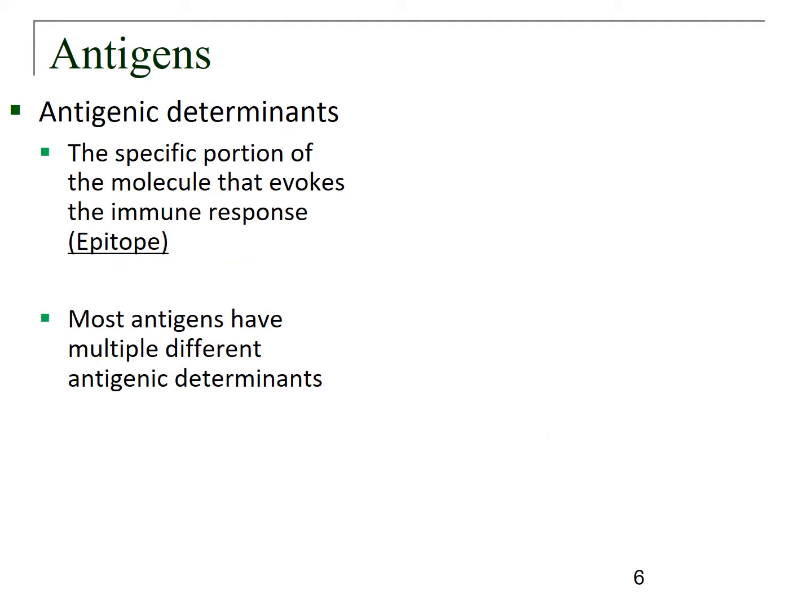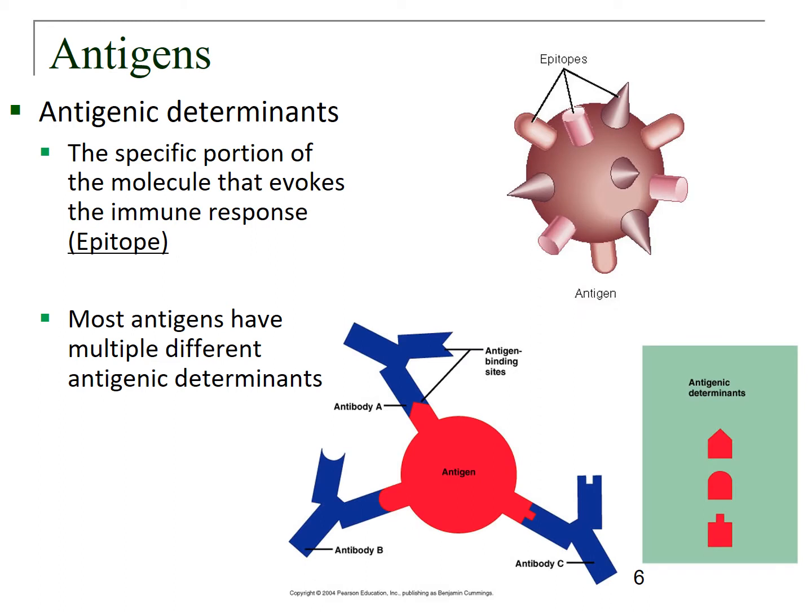Okay, so the specific portion of a molecule that causes an immune response is called an antigenic determinant or an epitope. As you can see here, most antigens have multiple different antigenic determinants, multiple epitopes. Both the top diagram and the bottom diagram show three different shapes, and it's the actual shape of the antigen that the antibodies respond to and bind to. You can see three different shapes on the antigen above, three different shapes on the antigen below, and the antigen below is being bound by three different antibodies.